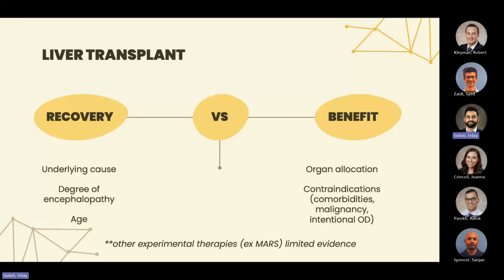For example, the one that I generally see a lot of success with is your metabolic causes, your toxins. That's usually not alcohol, because once again, alcohol is generally a more chronic process. But if the patient had one acute binge and now the liver's in failure, they may be considered a candidate, especially with a good support system.